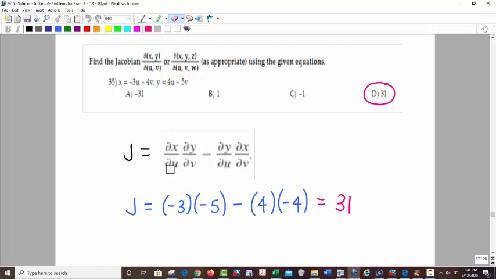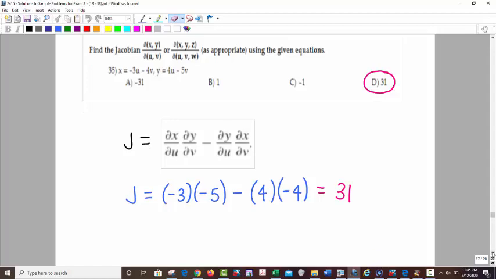So you take the partial of x with respect to u, that'll be -3. The partial of y with respect to v would be -5, minus partial y with respect to u is 4, and then the partial of x with respect to v would be -4. So you have 15 minus a minus 16, which will give you 31. Now keep in mind the Jacobian can be positive, negative, whatever, but when you use it in a double integral, you have to take the absolute value of it, and then you'll be using a positive. But this number itself, before you take the absolute value, can have either sign. Doesn't make any difference.